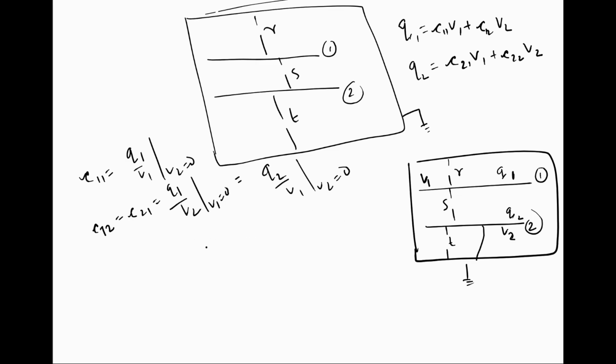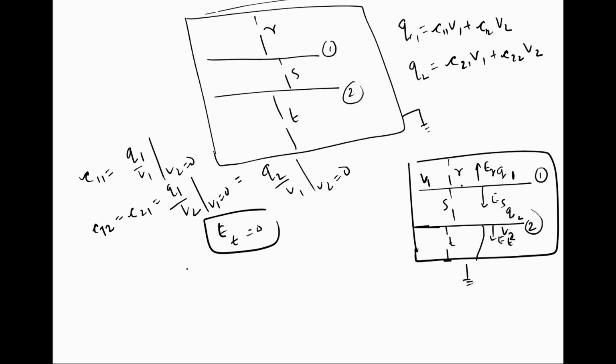So we know that the field in this area, let us say I call it ER, and this is ES, and this is ET. We can clearly see that ET is equal to 0, because this is at 0 and this is also at 0, so there is no potential difference, so there cannot be any field. Now we will try to find the value of ER and ES.